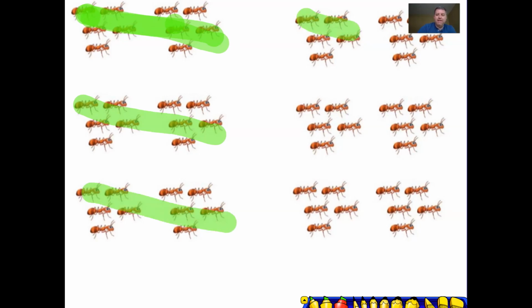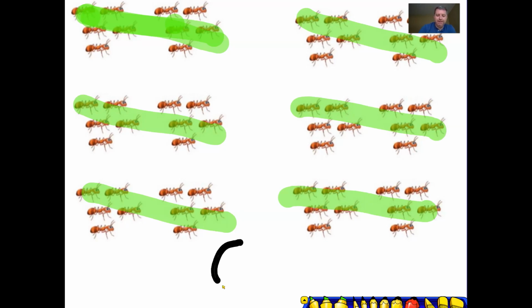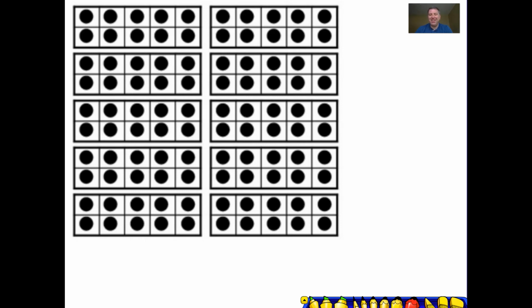All right, let's check your answer. Here's a 5 and here's a 5, and together that makes 10. Let's count by 10 groups. Let's count by 10, friends. 10, 20, 30, 40, 50, 60. 60 ants altogether. Did you get that number too? Awesome job. How many 10s are there, friends?